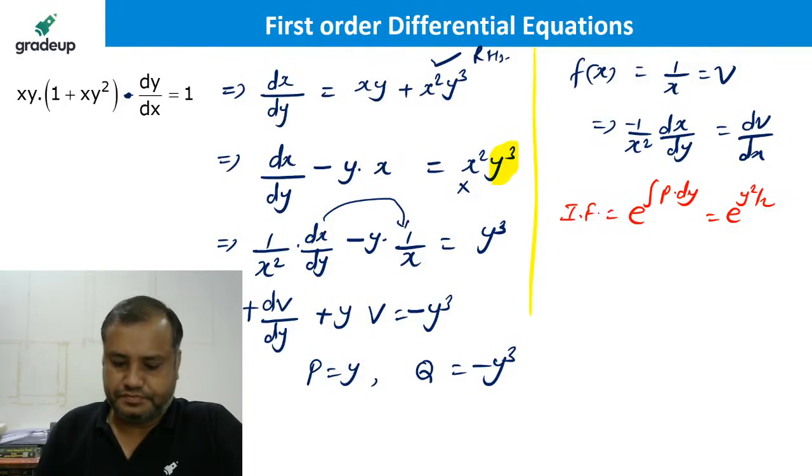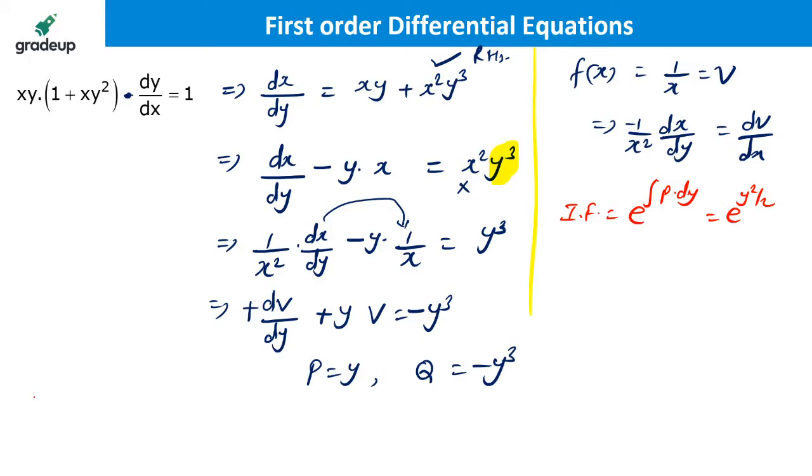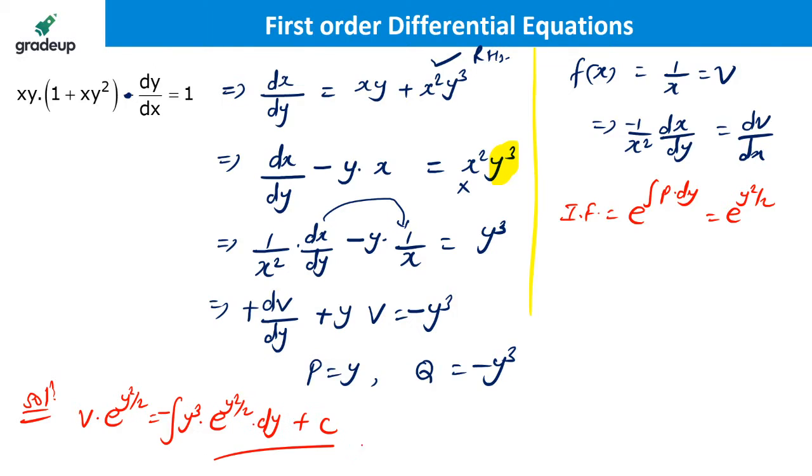Solution. Dependent variable v, integrating factor e to the power y square by 2, integration of q into IF dy plus c. So you can integrate this.